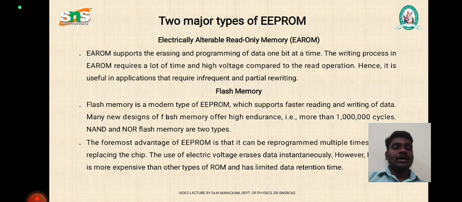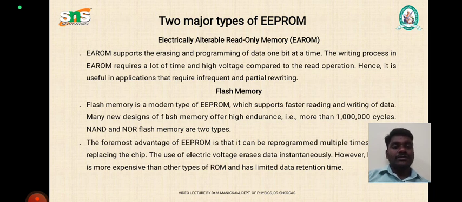EEPROM supports the erasing and programming of data one byte at a time. The writing process in EEPROM requires a lot of time and high voltage compared to read operations. Hence, it is useful in applications that require infrequent and partial rewriting. Flash memory is a modern type of EEPROM which supports faster reading and writing of data. Many new designs of flash memory offer high endurance, more than 1 crore cycles. NAND and NOR flash memories are the two types. More than 10 lakh cycles are supported in flash memory.